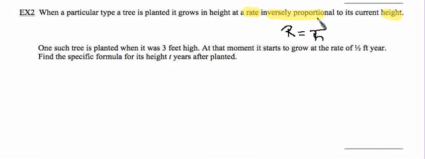So we have some constant k that is the constant of proportionality, and as h gets larger and larger, the rate will get smaller and smaller. Or to write that as a differential equation, the change in the height, given a specified change in the time, is equal to some constant k divided by the height of the tree.